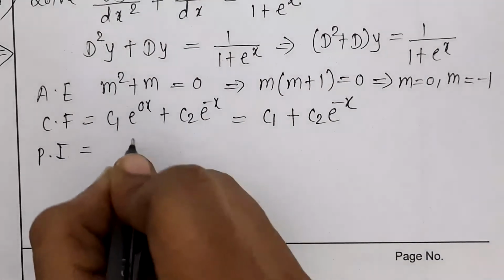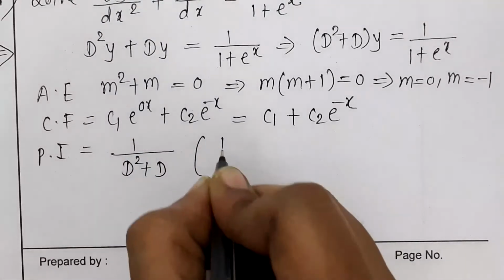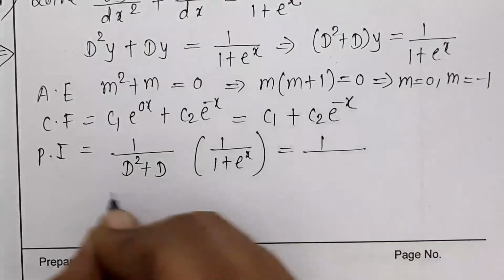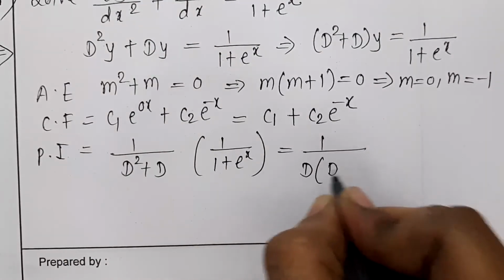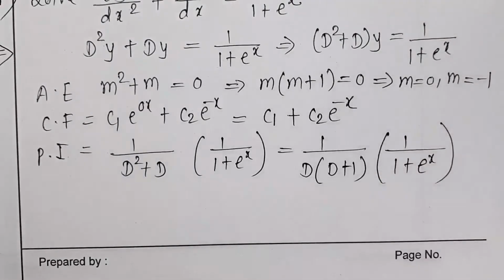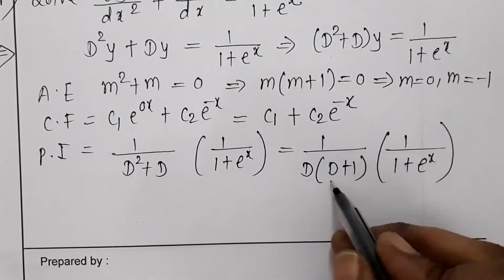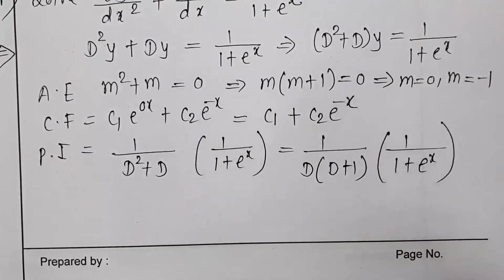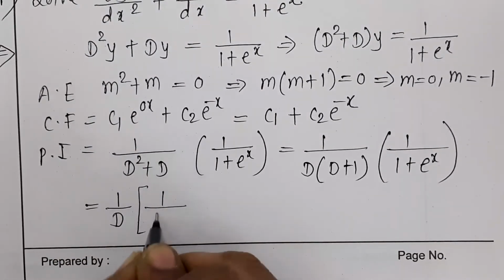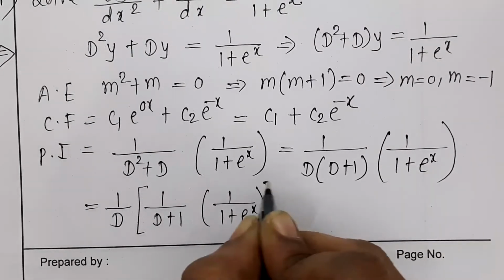Now to find the particular integral. The particular integral formula is 1 upon phi of D, that is D square plus D, multiplied by the right hand side, 1 upon 1 plus e to the power x. It can be written as 1 upon D, with D taken as common, D plus 1, multiplied by 1 upon 1 plus e to the power x. Now we have two operators here, one is 1 by D and another is 1 upon D plus 1. So operate them one by one. I am operating 1 upon D plus 1 first: 1 upon D plus 1 of 1 upon 1 plus e to the power x.